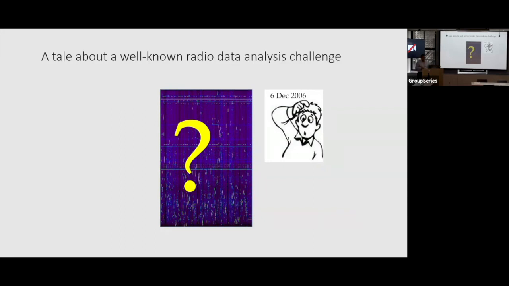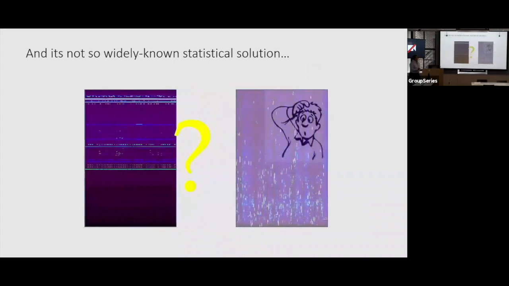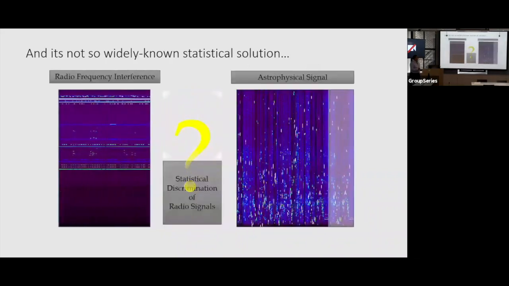The problem when we first saw this data was to ask ourselves, what can we do with it? How can we understand what is actually real solar data and what is radio frequency interference? This is a well-known data challenge, but what I'm going to show today is a solution that is not so well known so far.